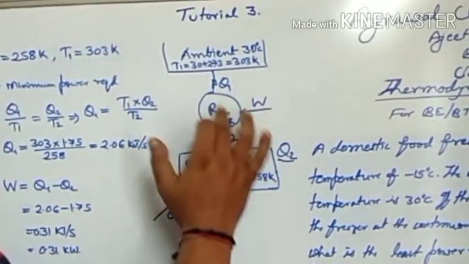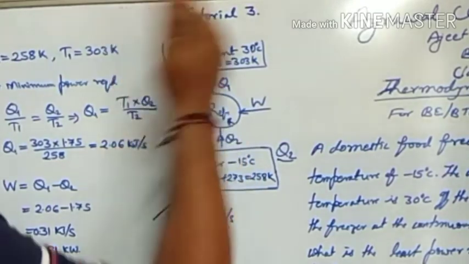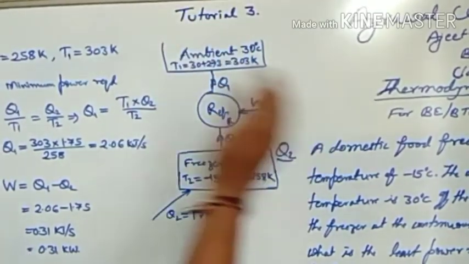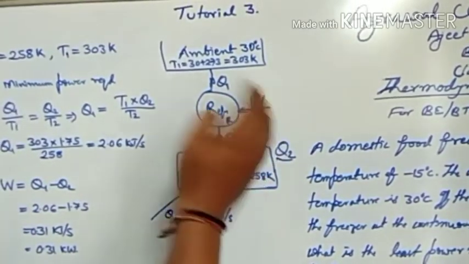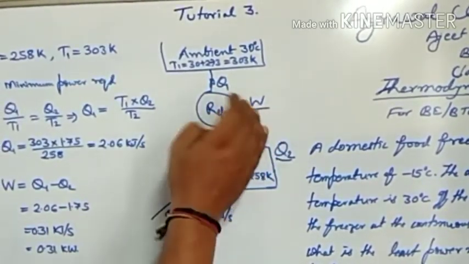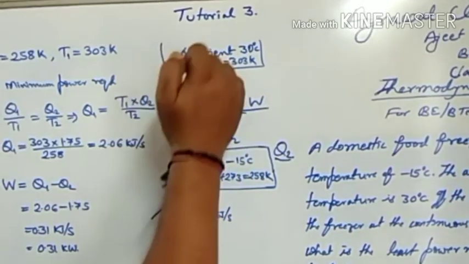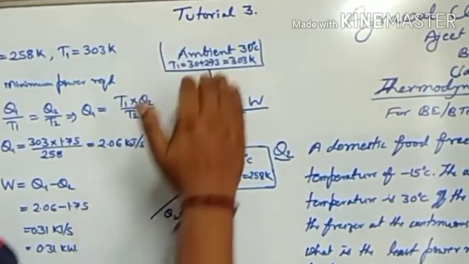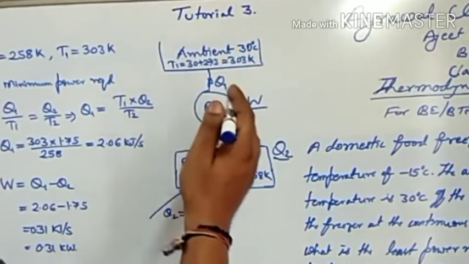As it is a refrigerator, it is taking some heat from a lower temperature. It cannot transfer it to a higher temperature unless we do some work on it. So say W amount of work we are doing on the refrigerator. So it is converting this heat of a lower temperature to a higher temperature and is discharging it to the ambient at higher temperature, that is 30 degrees centigrade.